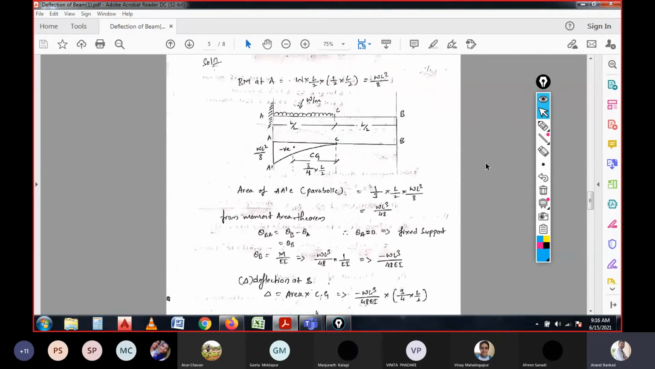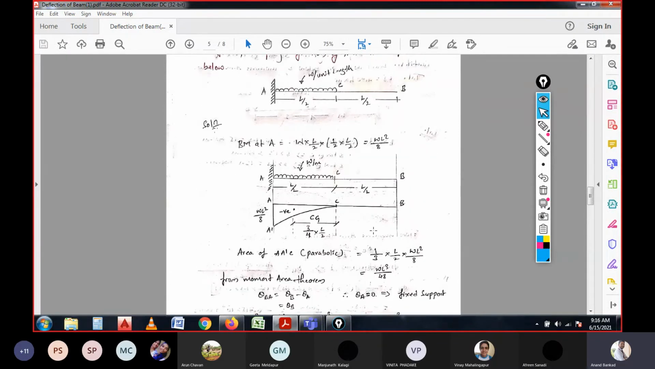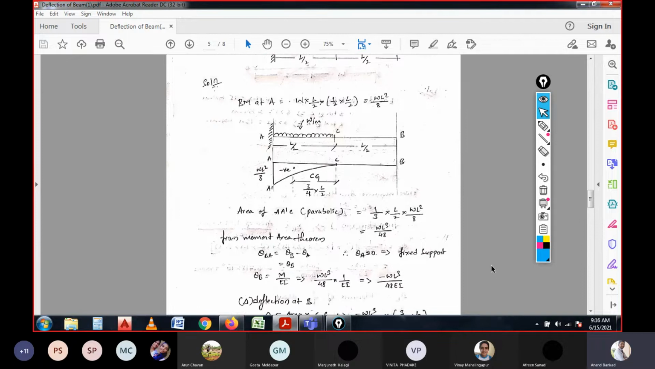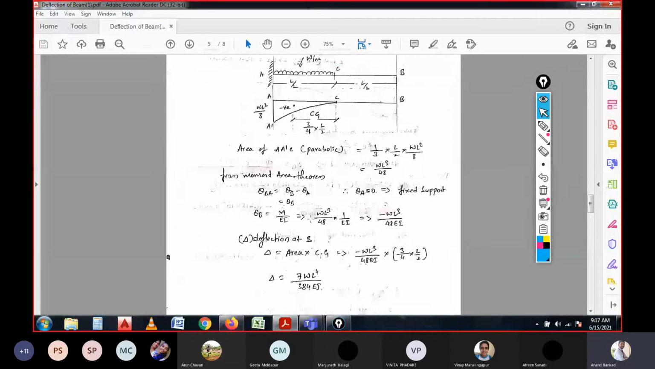So now this is all about calculation of slope and deflection. The only thing is we have to calculate the maximum moment for the load, and for that we draw an M by EI diagram. Once the M by EI diagram is known, the slope is calculated at the free end, and the deflection is calculated by referring to the Cg of the area under the load. So this is the basic we have discussed.